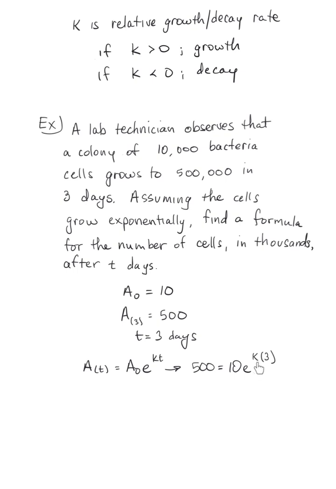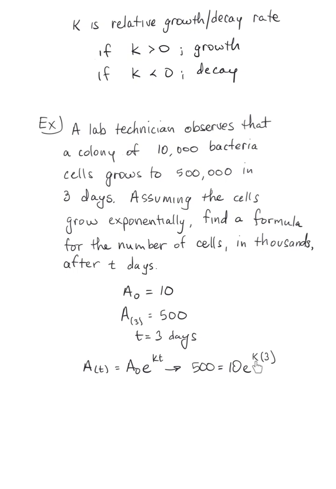So we need to find the value of k in order to have a formula. So the formula is going to eventually be something like A of t equals 10e to the whatever the value of k is times 3. That's going to be the formula that we end up with. So what we're doing now is just finding the relative growth rate because that's missing in our given information.